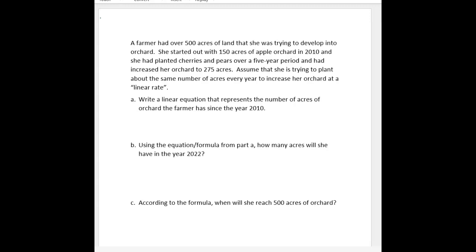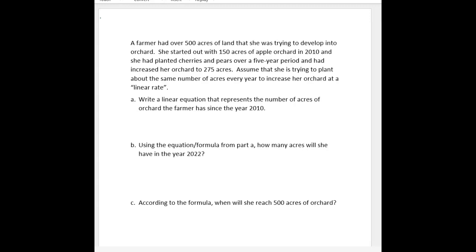Okay, welcome to another problem on finding a linear model for a real-world situation. So let's read the problem. A farmer had over 500 acres of land that she was trying to develop into orchard. She started out with 150 acres of apple orchard in 2010, and she had planted cherries and pears over a 5-year period, and it increased her orchard to 275 acres.